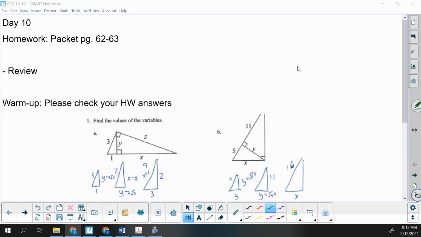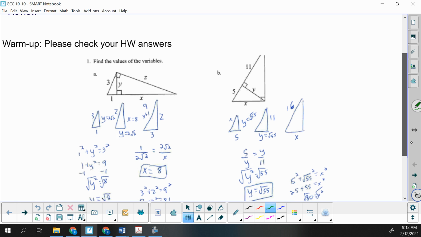Welcome to day 10. So this is our first of 2 review days. Keep in mind you have homework tonight. Packet page 62 to 63 is not within the review pages, but it will be some additional proof review practice for similar triangles. So 62 to 63 is your homework.